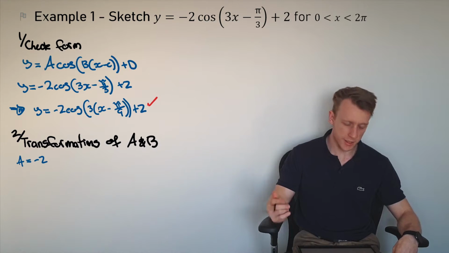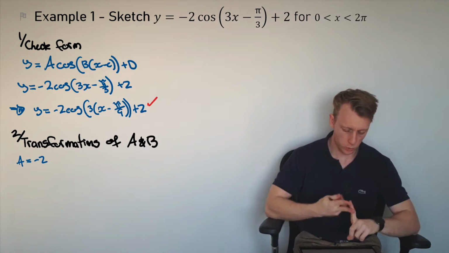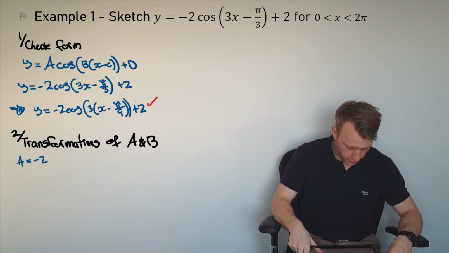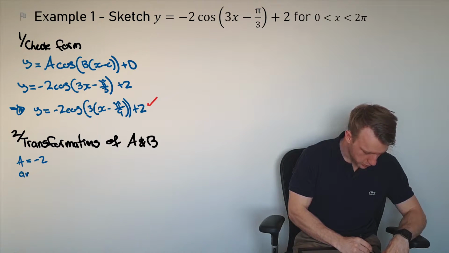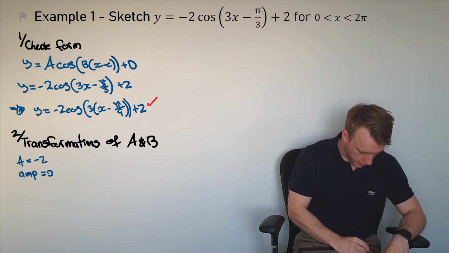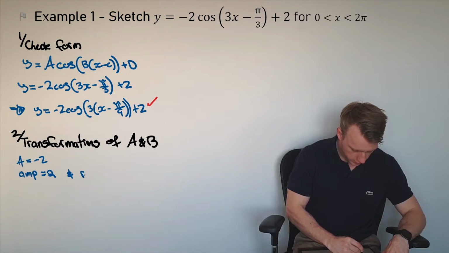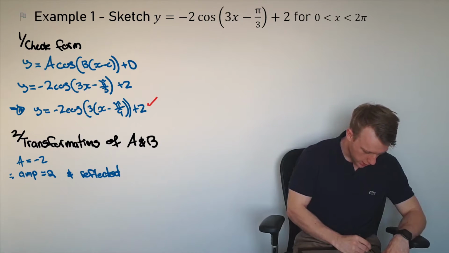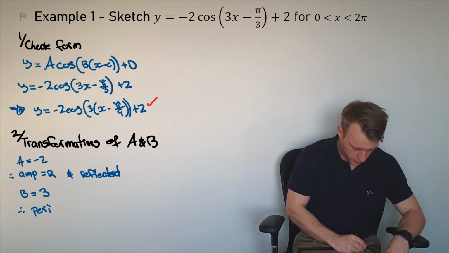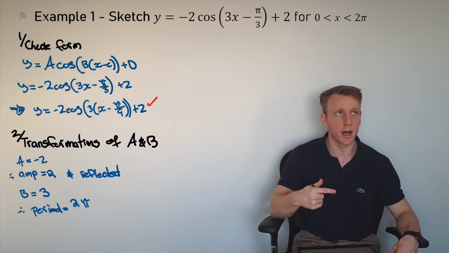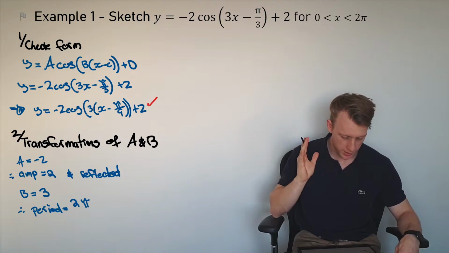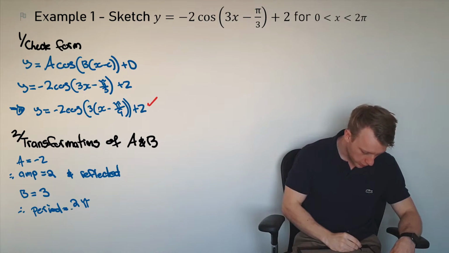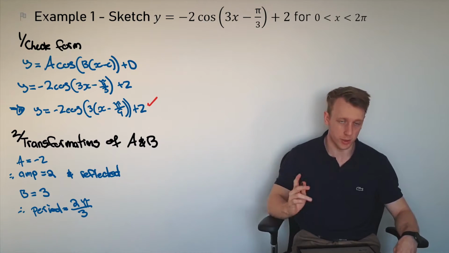So when our A is equal to -2, this is going to tell us the amplitude and whether or not this graph is reflected. So it is a cos graph, the amplitude is 2, and it is reflected. So that's what that implies. B is equal to 3, therefore the period, now remember the period occurs 2 pi radians, but if you were speeding up that process, it happens 3 times as quickly. So the period is going to be 2 pi divided by 3.